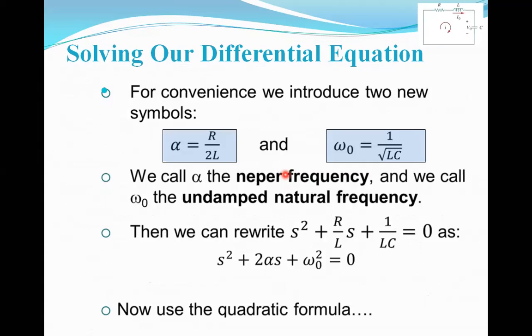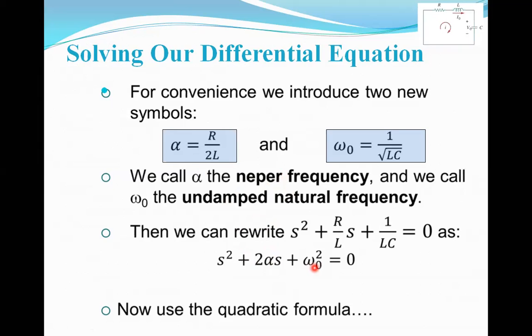And for convenience, let us assume the values of alpha as R by 2L and omega naught as 1 by root LC. We call alpha the Neper frequency and we call omega naught the undamped natural frequency. So we can write s square plus R by L s plus 1 by LC is equal to 0 as s square plus 2 alpha s, because we have taken R by 2L is equal to alpha, so 2 alpha s plus omega naught square is equal to 0.